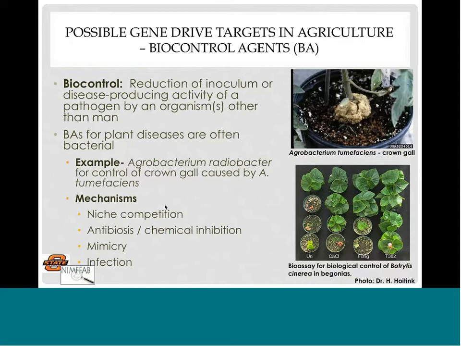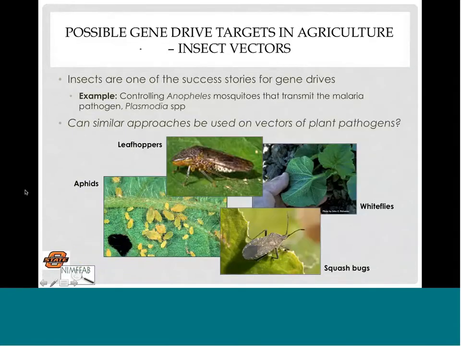In that particular case, the biocontrol is caused by niche competition and antibiosis, or chemical inhibition. But in other cases, biocontrol is accomplished by mimicry or even infection of the pathogen in the case of some bacteriophages.